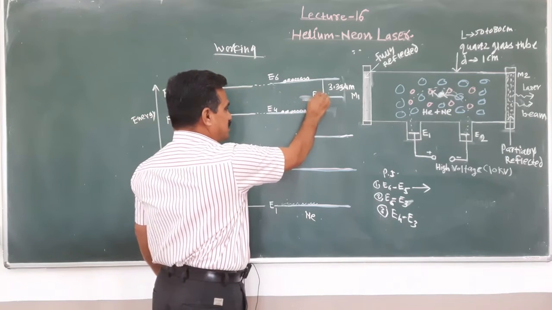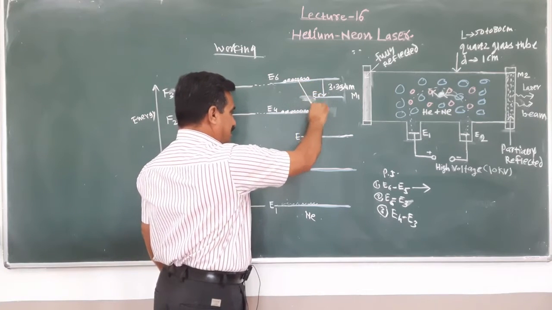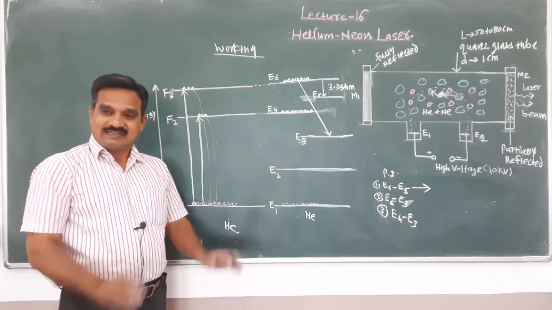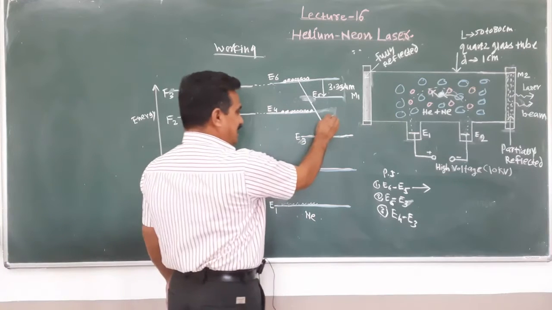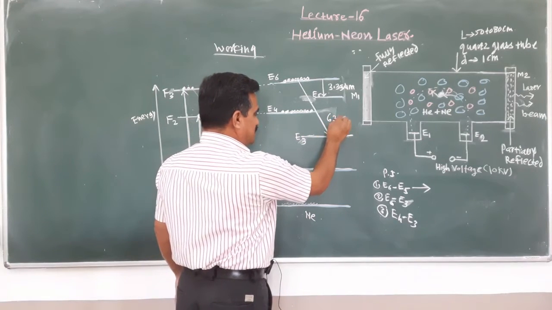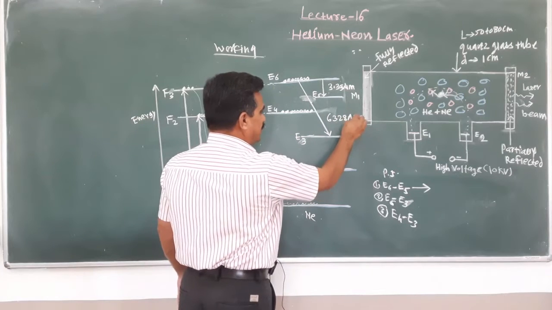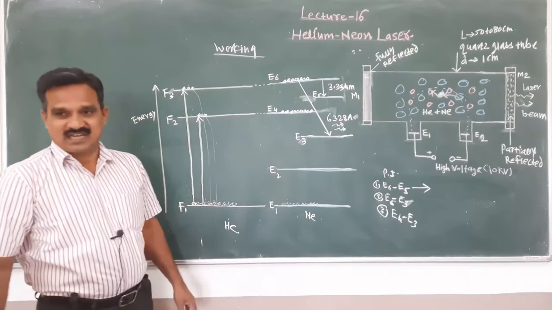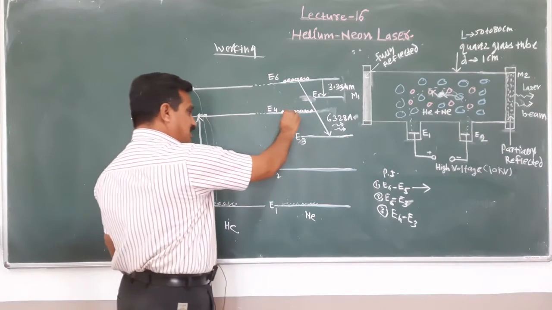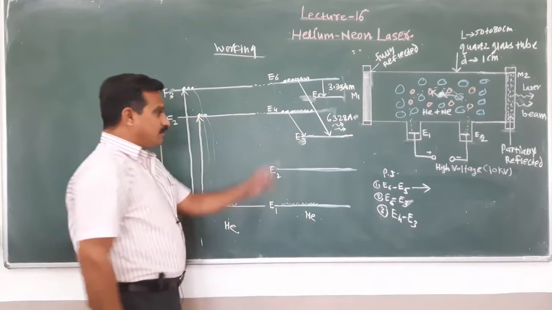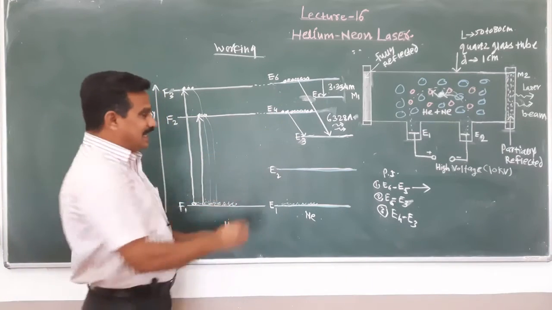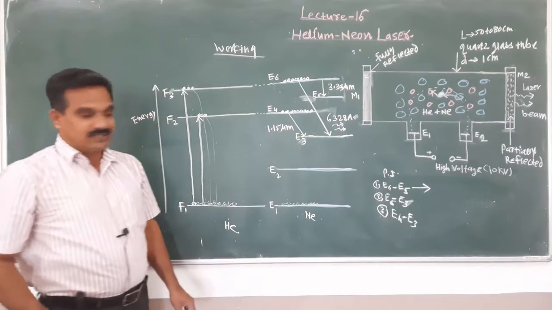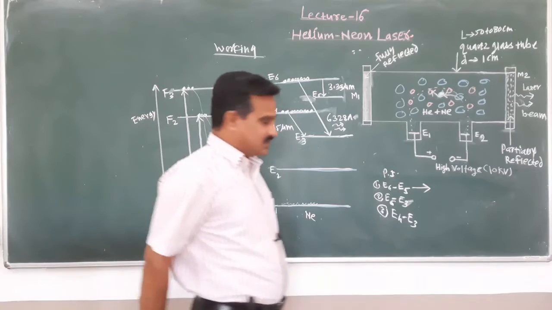But when the transition takes place from E6 to E3, it emits a radiation whose wavelength is 6328 angstrom, and it emits a photon, a light. But when the transition takes place from E4 to E3, it emits a radiation of 1.15 micrometer. These are actually the three radiations.